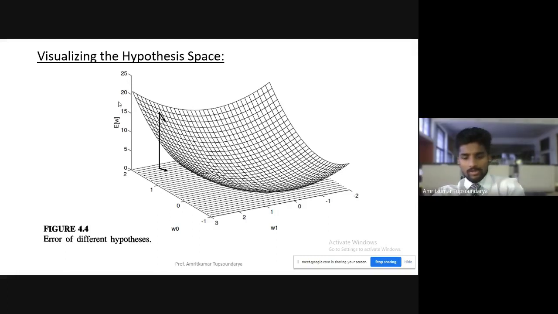So in the previous class, we discussed visualizing the hypothesis space. We took an example of a single unit perceptron, and how a single perceptron can be plotted on a plane. We saw the W naught and W1 plane, and one more vertical axis that was the error of that particular weight. So we got a parabolic structure of the error of different hypotheses.